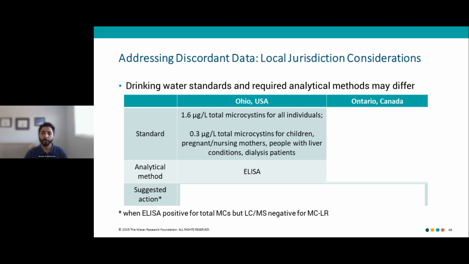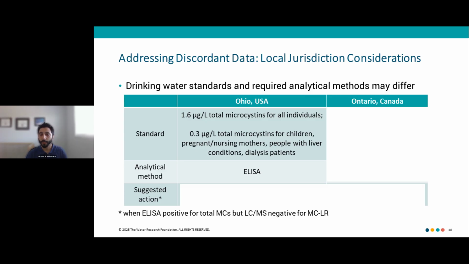So here's an example of what happens when we consider different considerations in local jurisdictions. Coming back to the previous one, if we had an ELISA result that was positive, but an LCMS result that was negative for microcystin LR. If we're in Ohio, USA, the standard that we're working towards is 1.6 micrograms per liter of total microcystins, or 0.3 micrograms per liter for a certain subset of the population, and that's determined using ELISA.